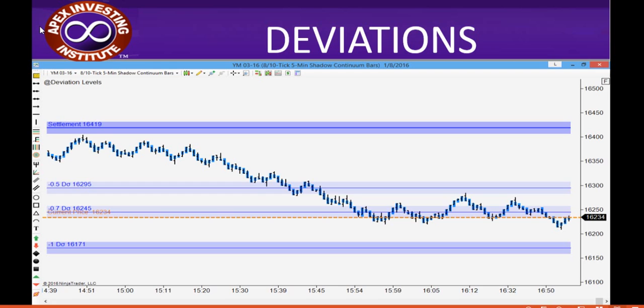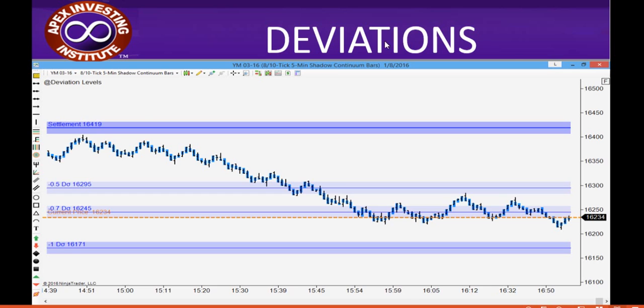In a nutshell, you basically have settlement, then -1 deviation, -0.7 deviation, -0.5. Up top you'd have +0.5, +0.7, or +1. The market would normally hit one deviation about 70% of the time. If it does that, there's only about a 33% chance it'll go on to a second deviation and only about a 0.3 chance of a three deviation. But anyway, not to get too technical about that, these are very powerful levels.